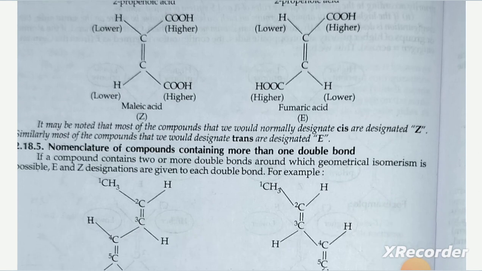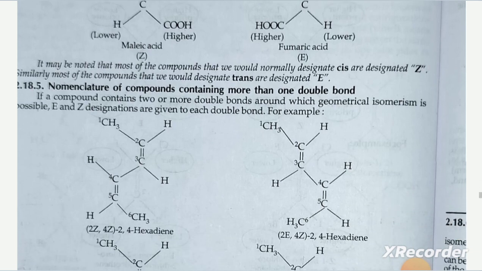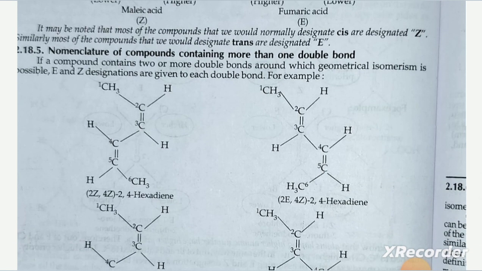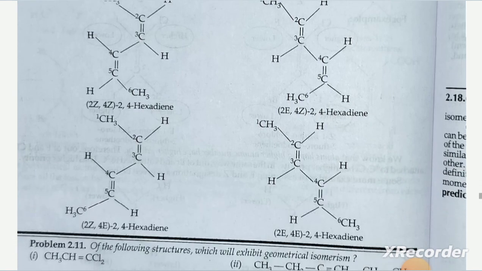Nomenclature of compounds containing more than one double bond. If the compound contains two or more double bonds around which geometrical isomerism is possible, E and Z designations are given to each double bond. For example, 2Z,4Z-2,4-hexadiene, 2E,4Z-2,4-hexadiene. Similarly, 2Z,4E-2,4-hexadiene, 2E,4E-2,4-hexadiene.